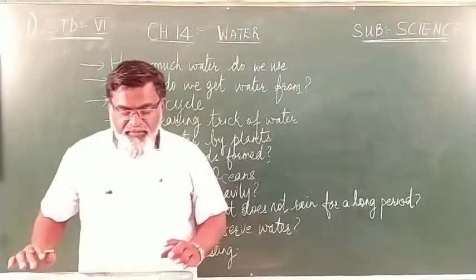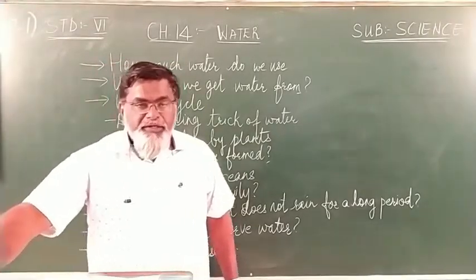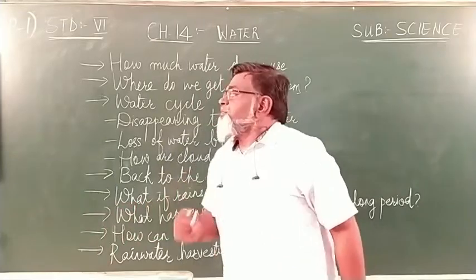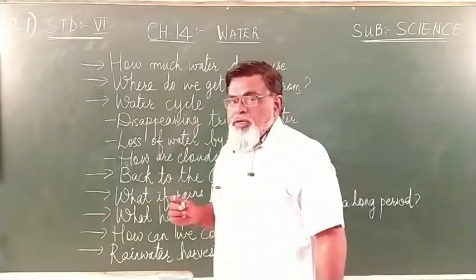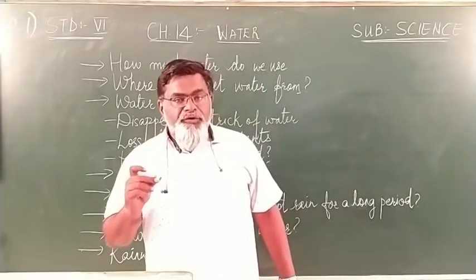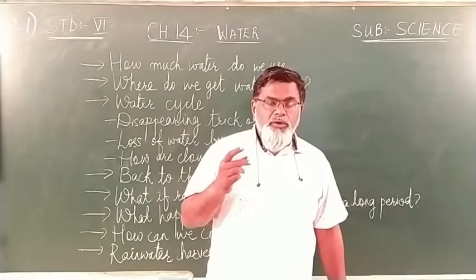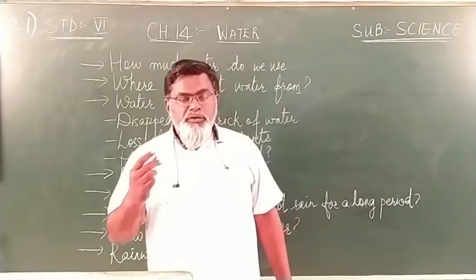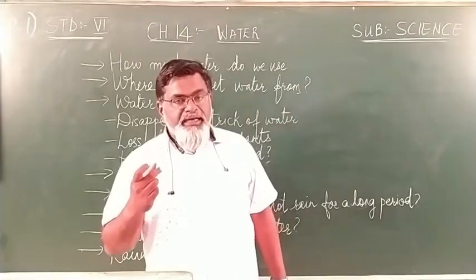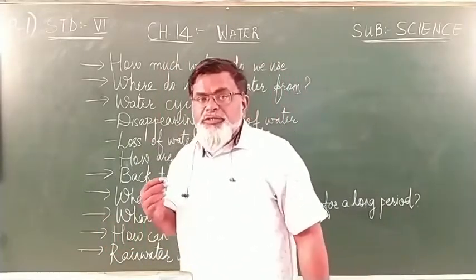Subject: science. Today we are going to start with a new chapter, number 14, water. As you all know, light and water are the main source of life. If you don't have light or water, the living organisms in this world are not going to survive. So the basic need for our living organisms is light and water. In this chapter we are going to study about water.